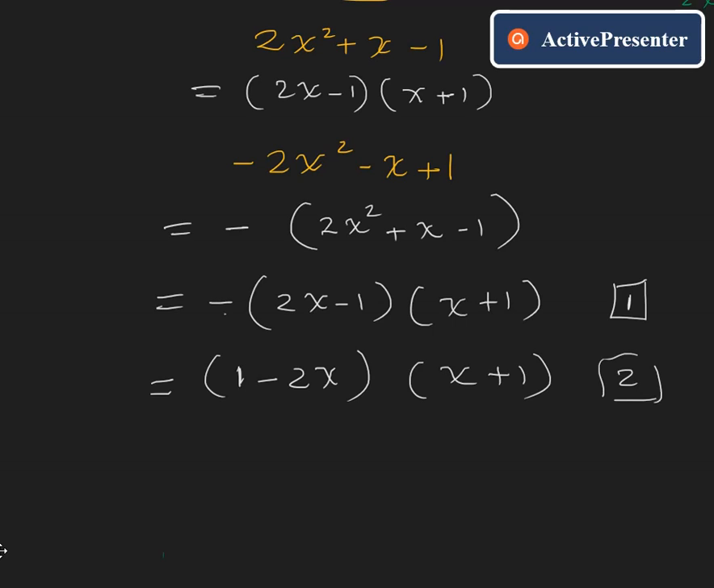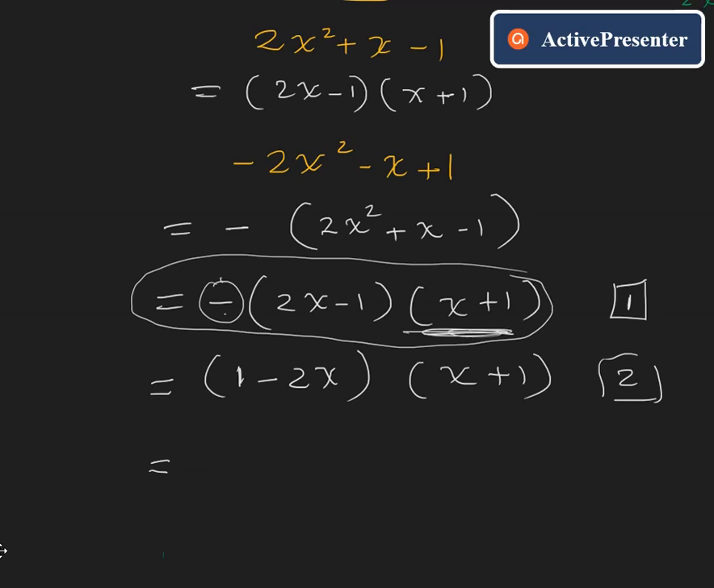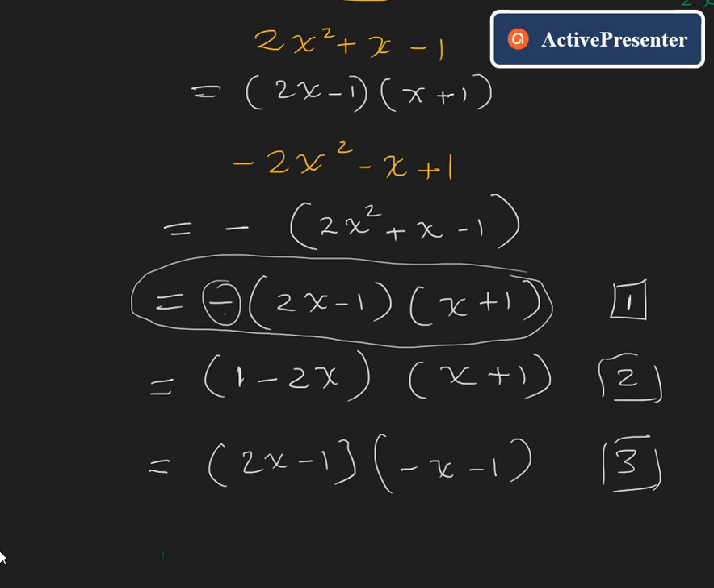A third way, if you would like to write this one, if you want to get rid of the negative, I would multiply this negative inside x plus 1. So what to do? 2x minus 1 will remain the same, and the negative, when it is multiplied inside x plus 1, this should be minus x minus 1. So this is the third way of writing the final factorization answer.